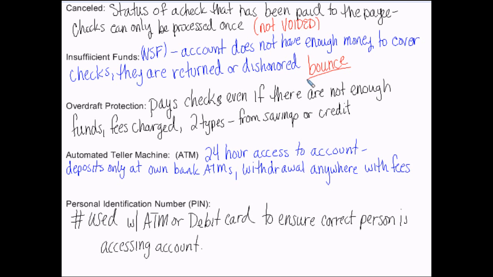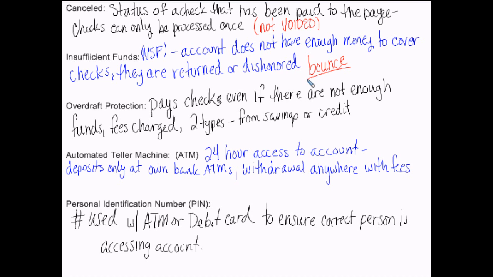So let's say that was your electric bill. You still now owe that $100 electric bill, plus they're going to charge you a fee for bouncing the check, usually right around $30, 25 to 35, some of them up to 50, and you end up in the hole. Unless you have overdraft protection.